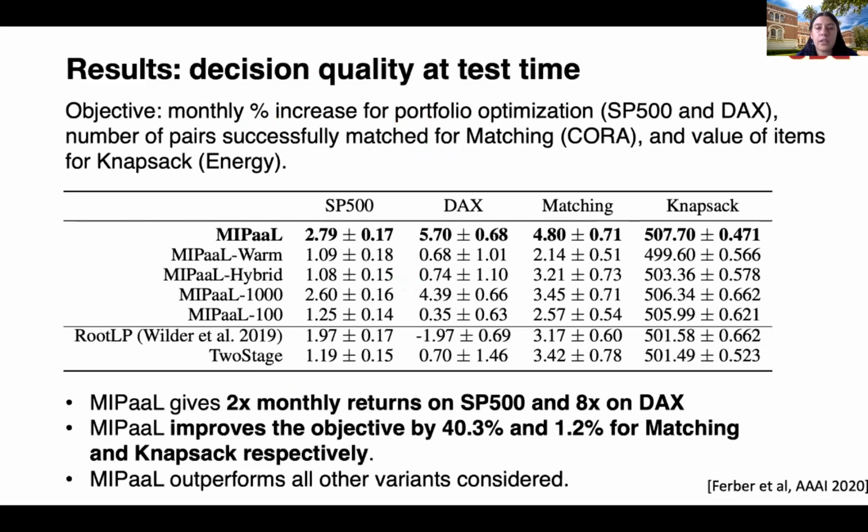So here you can see, for example, for S&P 500, this 2-stage approach generates about 1.19 expected return versus our MIPAO approach generates 2.79. And as a second baseline, this root LP idea from our previous approach, which just relaxes the problem to an LP, you can see doesn't really work very well for almost any, for none of the domains. So big improvements: 2x on S&P 500, 8 times improvement on DAX, and smaller improvements on the other domains, but still 40% on the diverse bipartite matching and about 1.2% on the energy knapsack problem.